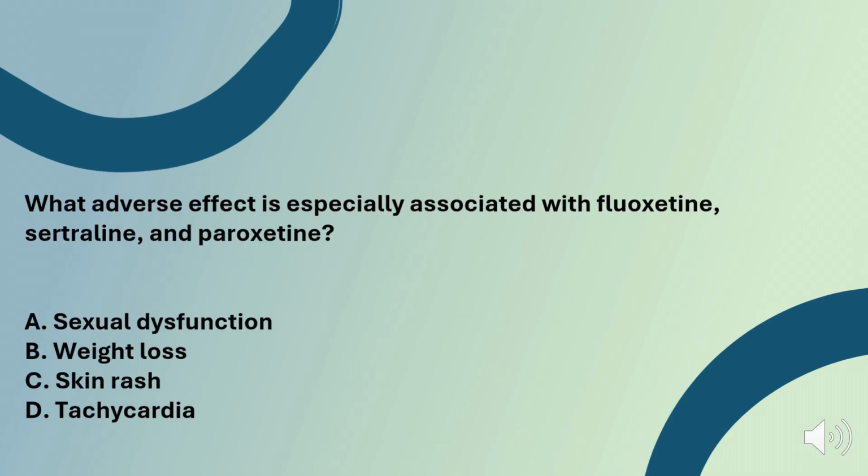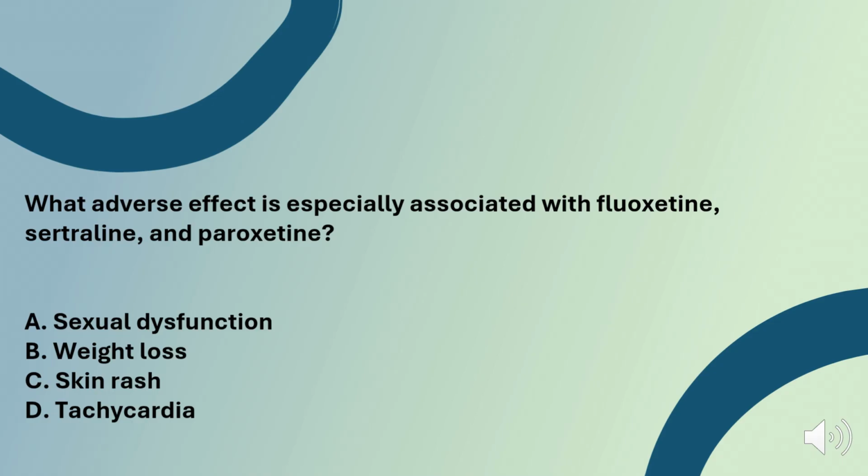So, next question. What adverse effect is especially associated with fluoxetine, sertraline, and paroxetine? A, sexual dysfunction, B, weight loss, C, skin rash, D, tachycardia. So, I'm going to give you a moment to think about this. So, we're talking about three drugs in this question: fluoxetine, sertraline, and paroxetine. And we want to know what adverse effect is associated with all three of these meds.